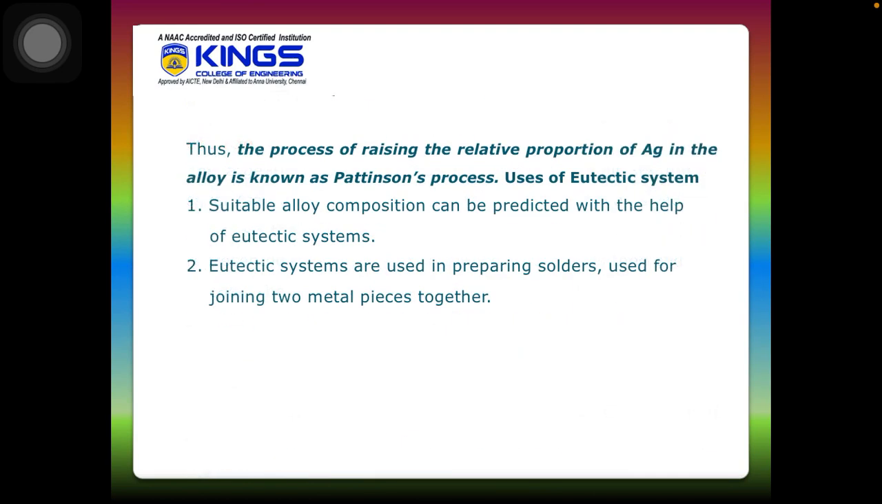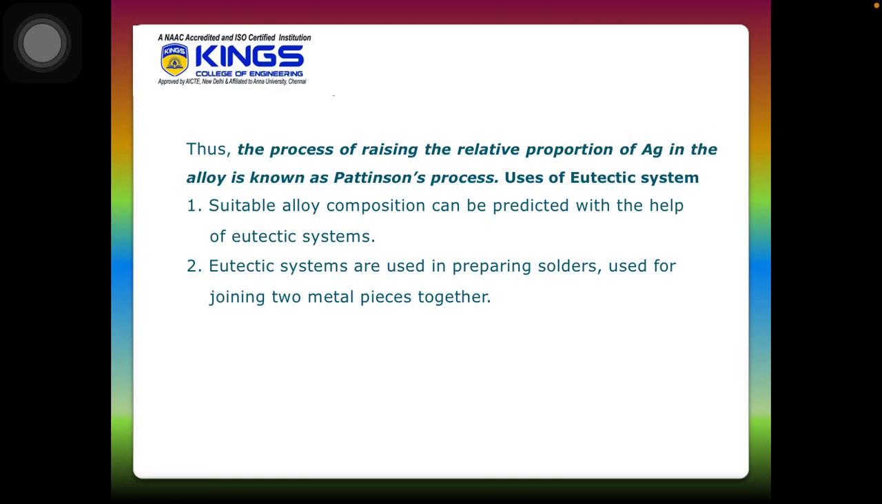Thus, the process of raising the relative proportion of silver in the alloy is known as the Pattinson process.